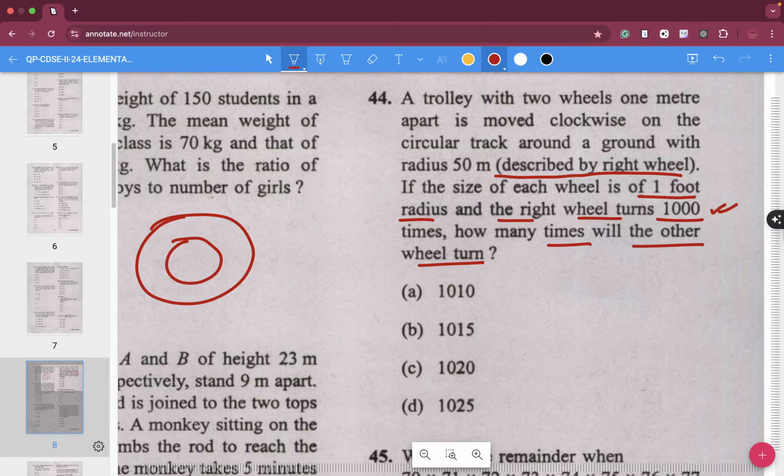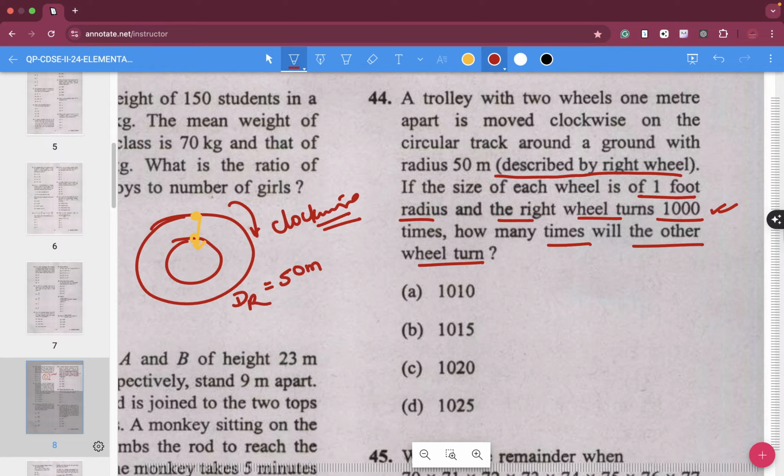You have a track something like this, and this trolley is moving in this particular direction, which is your clockwise direction. The trolley is moving in the clockwise direction, so obviously the cart over here, this cart is the right one. So the distance traveled by the right wheel is equal to how much?